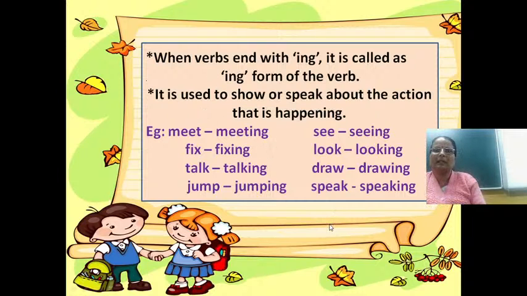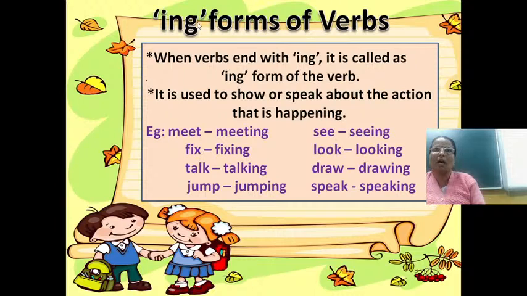Now, in this slide, we will be discussing the ing forms of verbs. In the last class we discussed the meaning of ing verbs. Now we are going to revise it. When verbs end with ing, it is called the ing form of the verbs. It is used to show or speak about the action that is happening. The ing form of the verb is used to speak about an action that is happening. It started and it is just happening.